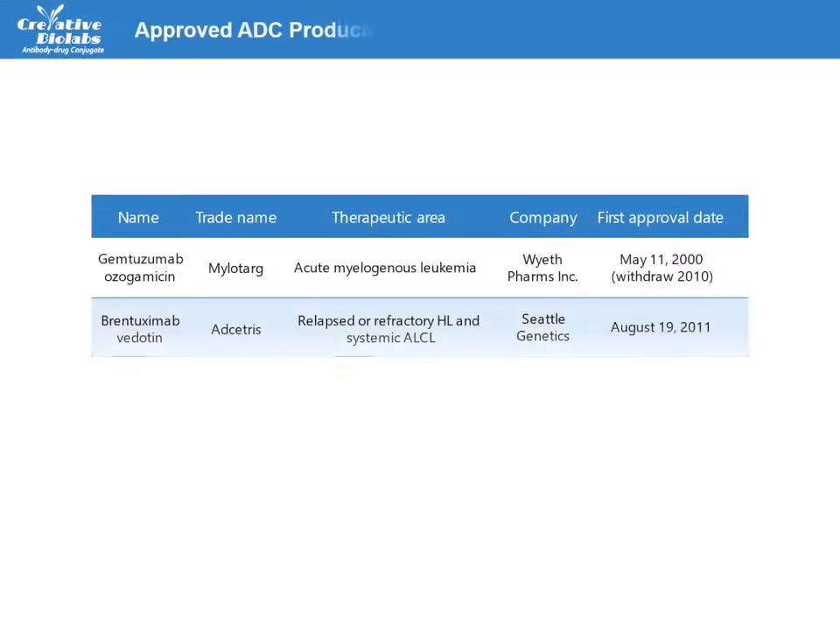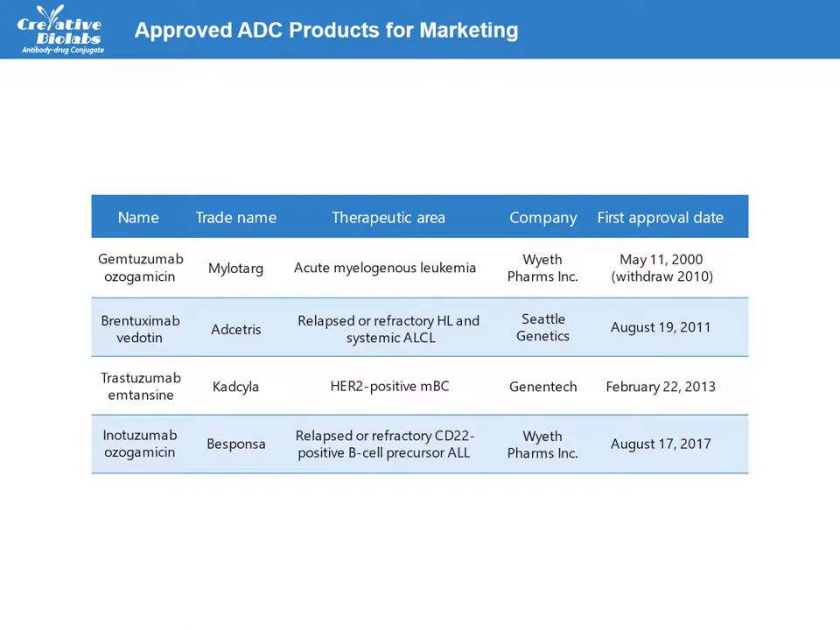Although hundreds of ADCs have been or are being clinically tested, only four of them finally gained the approval for marketing by the U.S. Food and Drug Administration and/or European Medicines Agency. Adcetris is the second approved ADC. It gained the approval in 2011, 11 years after the first one being approved. And then, with the accumulation of technology, the development and approval progress of ADCs have accelerated.